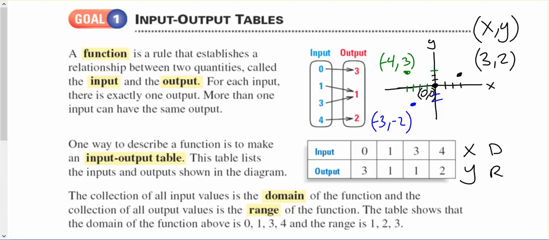And we can do another. Let's say the point 5, negative 1. So that would be moving 5 to the right, 1, 2, 3, 4, 5, and down 1 on the y-axis. 5, negative 1. My input would be 5, my output would be negative 1. My domain would be 5, my range would be negative 1. My x value is 5, my y value is negative 1.